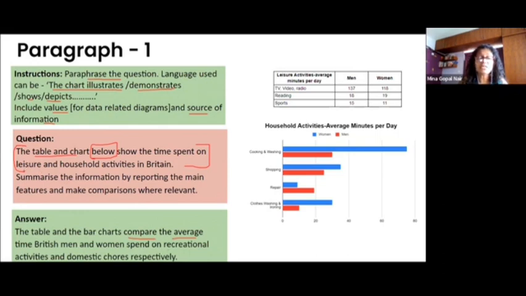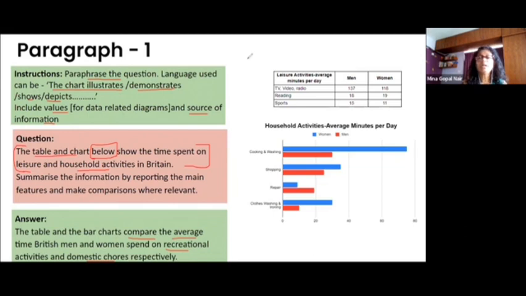Your question says leisure. I have used a synonym for leisure activities as recreational activities. And instead of saying household activities, I have said domestic chores, and I have used the word respectively. Okay, respectively indicates the sequence. Okay, so recreational and domestic. The table shows the recreational activities, and the bar chart shows domestic activities. And hence, I have used the word respectively. Okay, so this is how you can paraphrase the question. Any questions about the first paragraph?